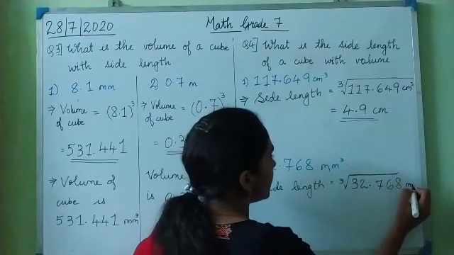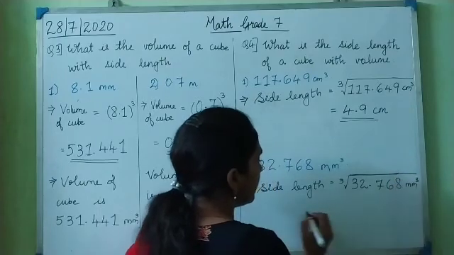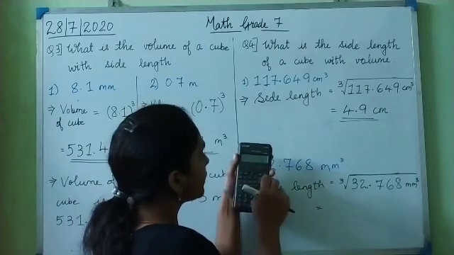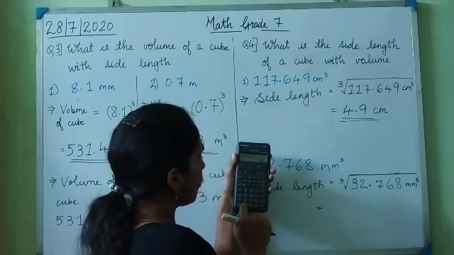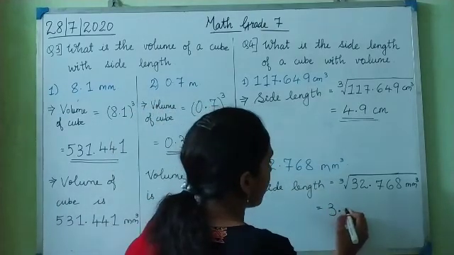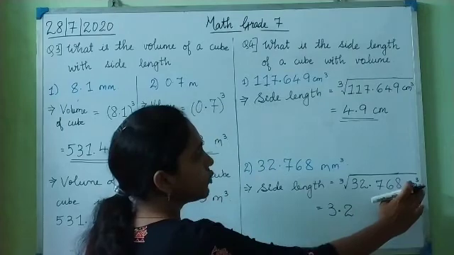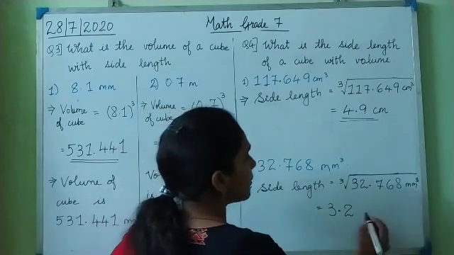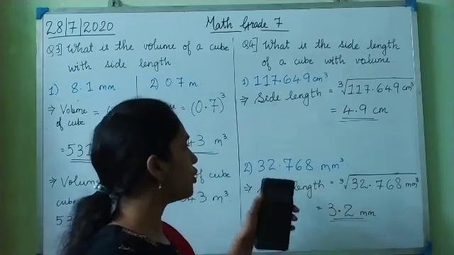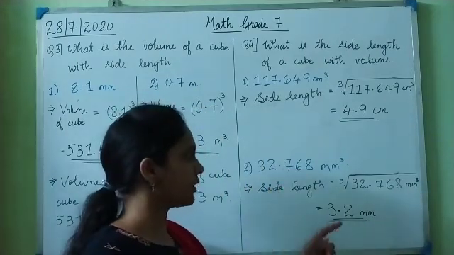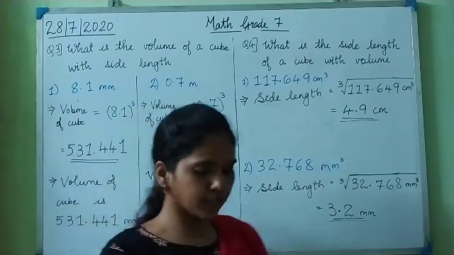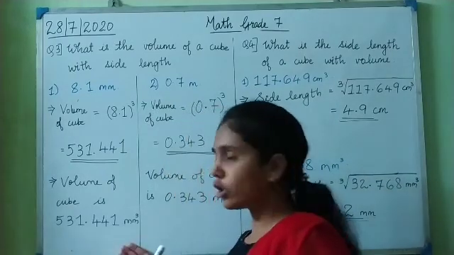The given volume is 32.768 millimeter cube. So we find the cube root of 32.768 using a calculator. Shift, cube root, 32.768 is equal to, so the answer is 3.2, and the cube root and cube sign get cancelled, so only the unit millimeter is left. So the side length of a cube whose volume was 32.768 millimeter cube is 3.2 millimeters.